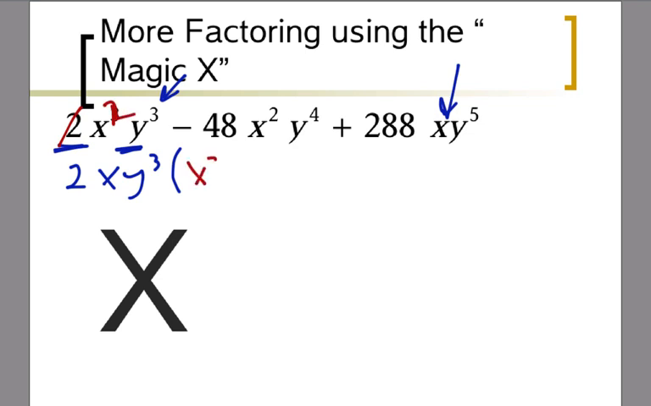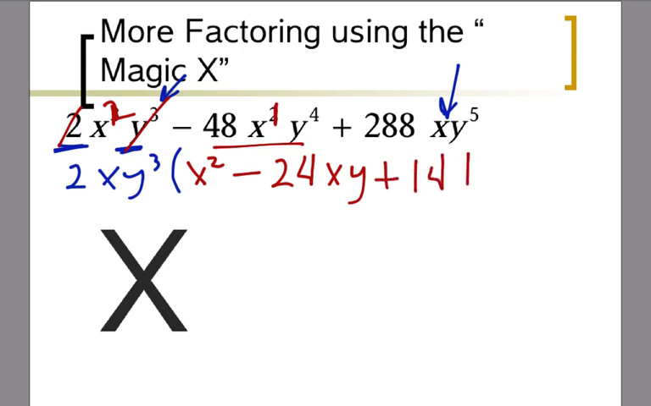So I'd have x squared, the y to the third I pulled it out, minus 48 divided by 2 gives me 24. I pull out 1x, so that means 1x is left here. I pulled out 3y's, which means 1y is left from that negative 48. And then I have positive 288. If I divide that by 2, I get positive 144. And then I pulled out 1x, so there's no x here. I pulled out 3y, so that means 2 of them are left, so y squared.